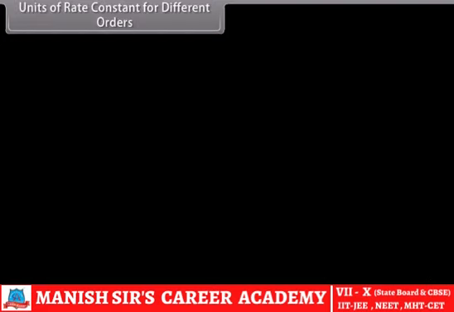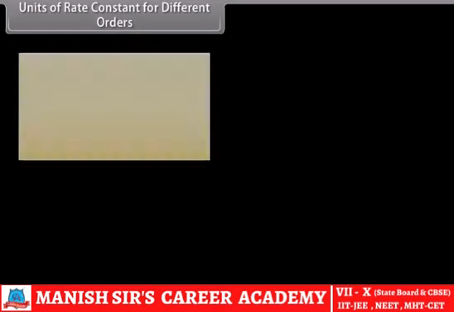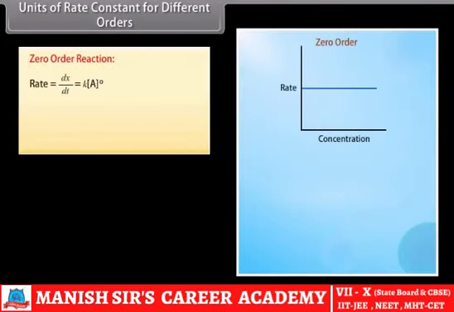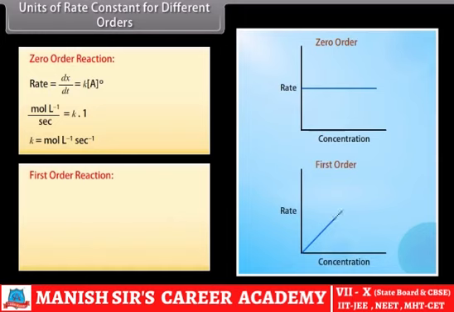Units of rate constant for different orders. Zero-order reaction. Rate is equal to dx by dt, which is equal to k times a raised to the power 0. Thus, units of rate constant for zero-order reaction are mole per liter per second. First-order reaction. Rate is equal to dx by dt, which is equal to k times a. Thus, the unit of rate constant for first-order reaction is per second.